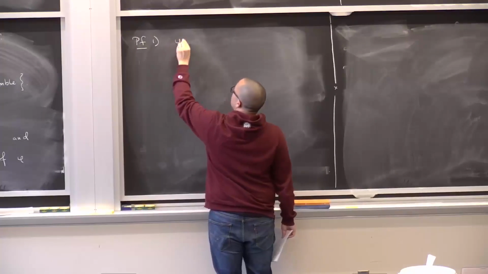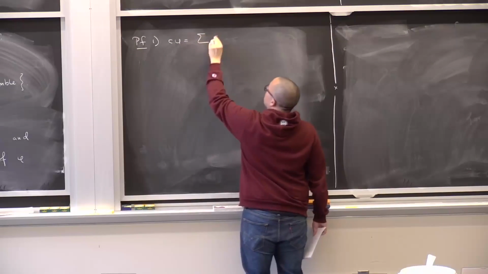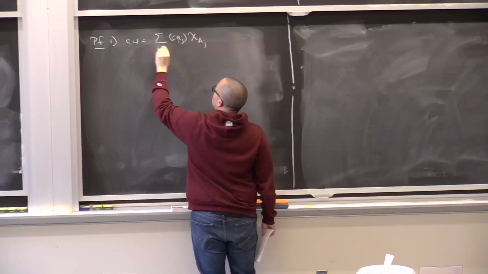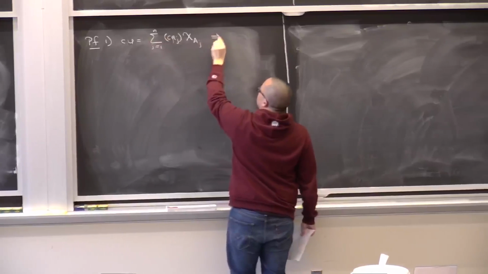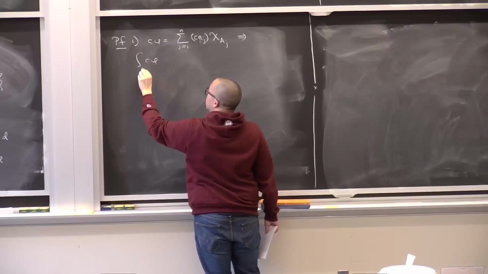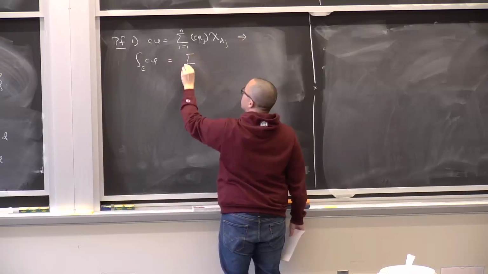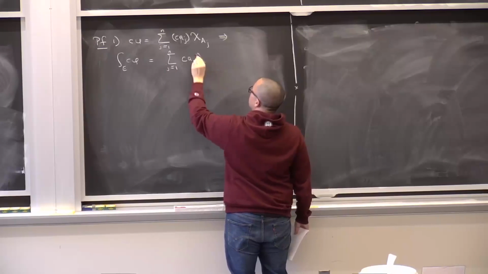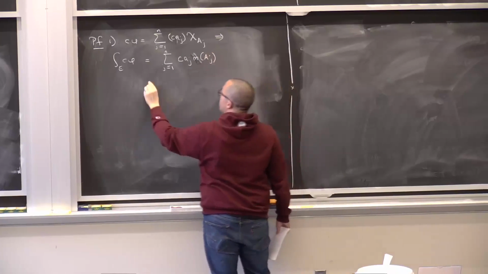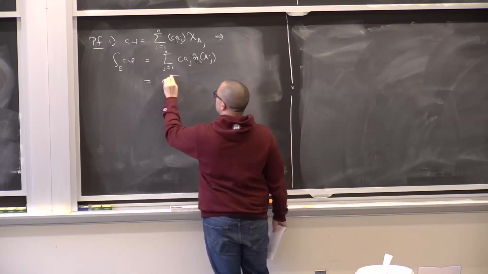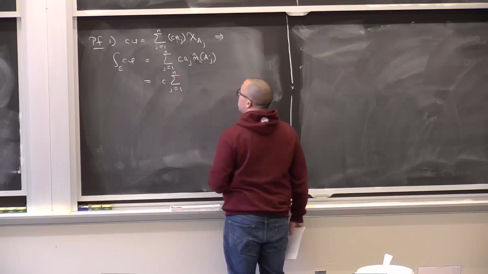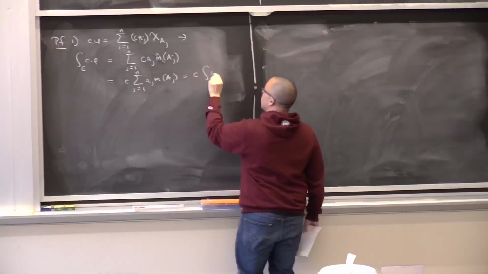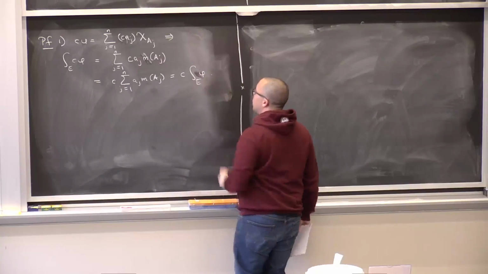So c times phi is equal to the sum of c times a_j times the indicator of A_j. And therefore, the integral of c times phi over E, this is by definition equal to the sum from j equals 1 to n of c times a_j times the measure of A_j, and this is equal to c times the sum from j equals 1 to n of a_j times m of A_j, and this equals c times the integral of phi over E.